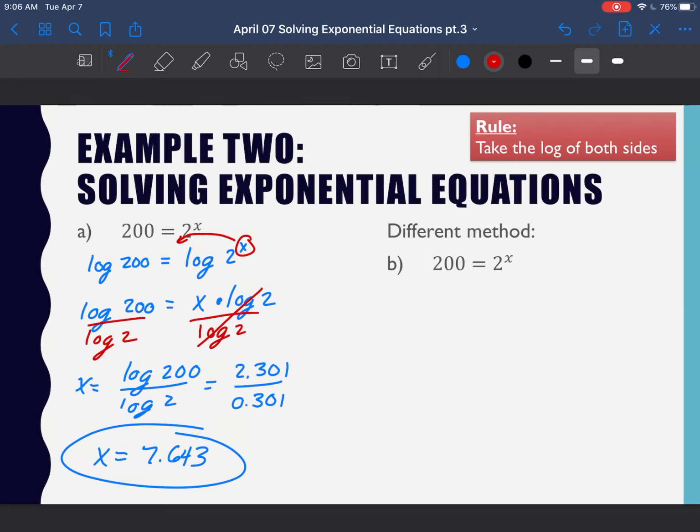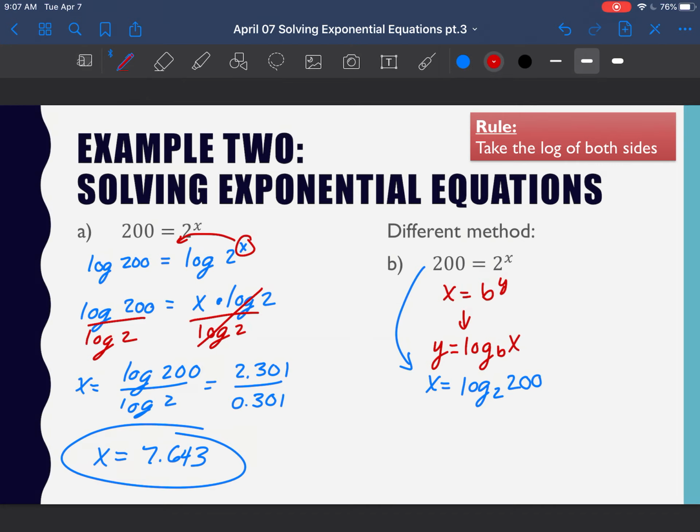The other way of solving this one is to actually take it from exponential form to log form. So then this is in the form x equals b to the y. So we write the conversion, y equals log base b of x. And then, so you end up getting, what does this look like? So the y is x, log, the base is 2, and x is 200. So when you convert from exponential to log, you get this.